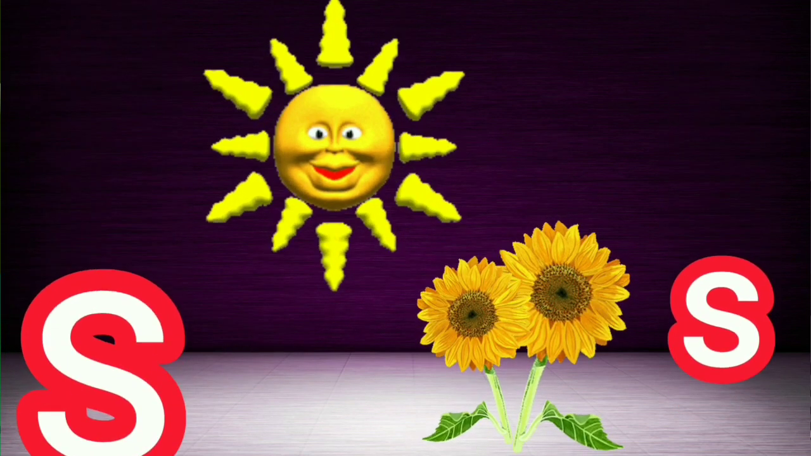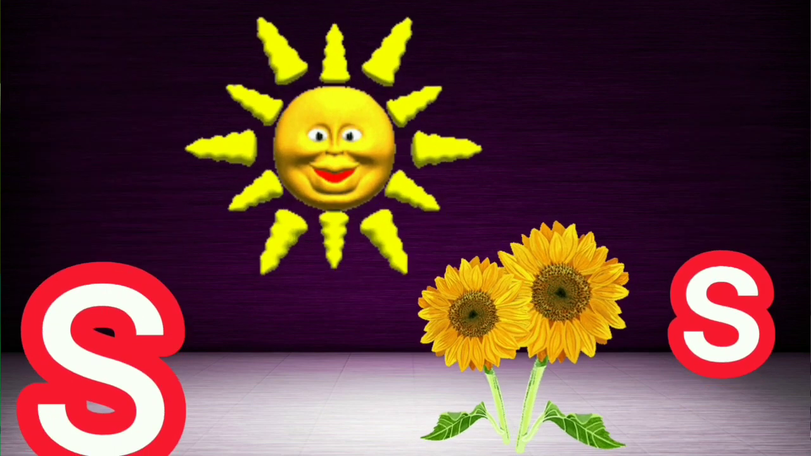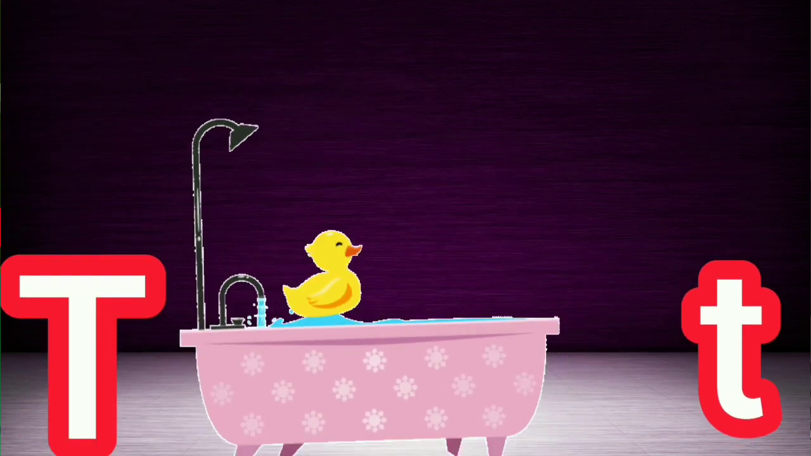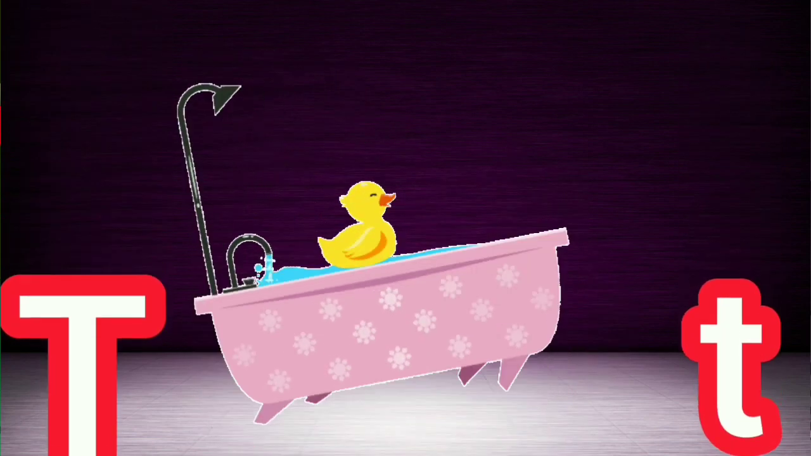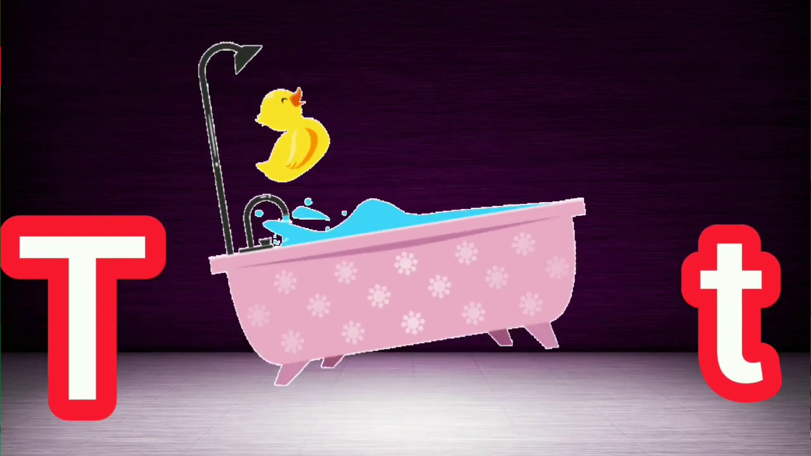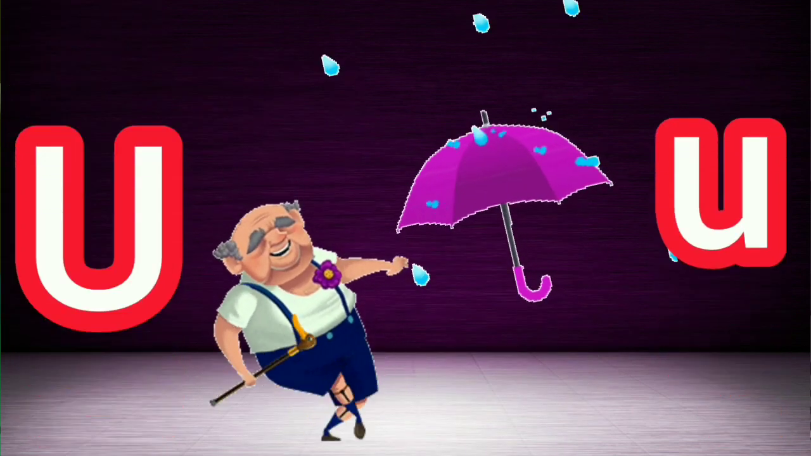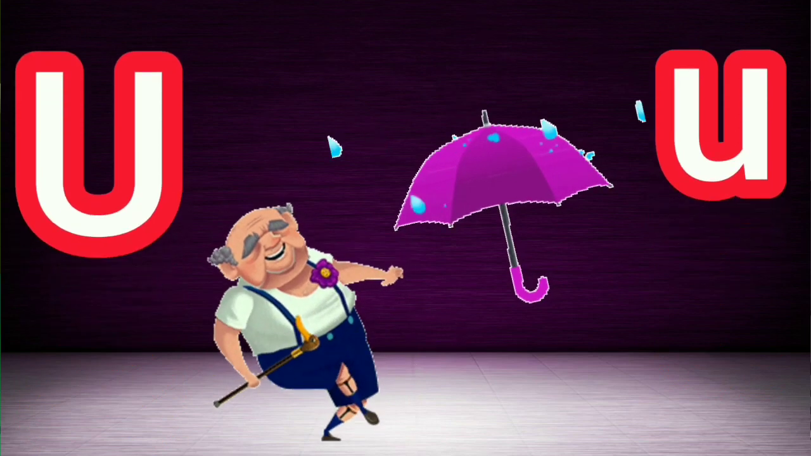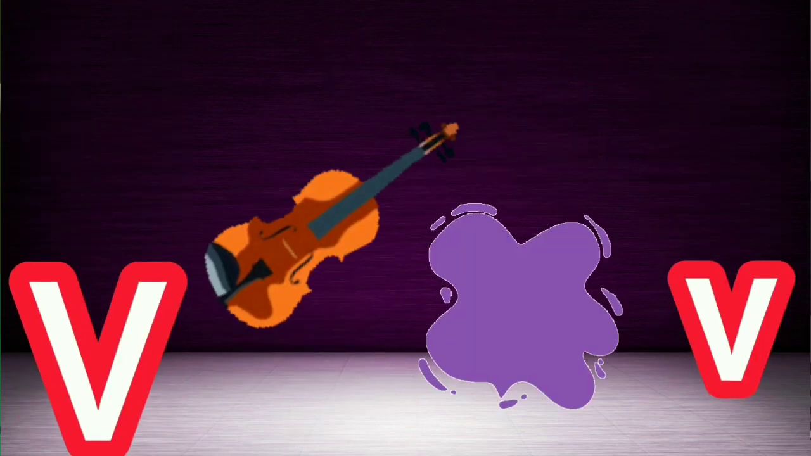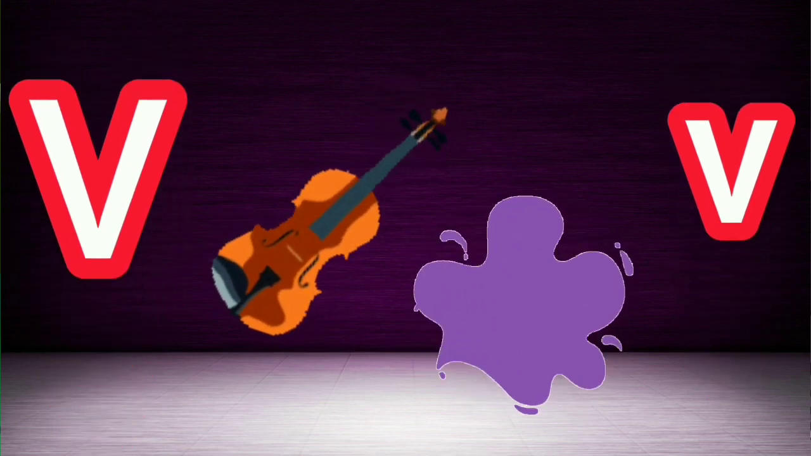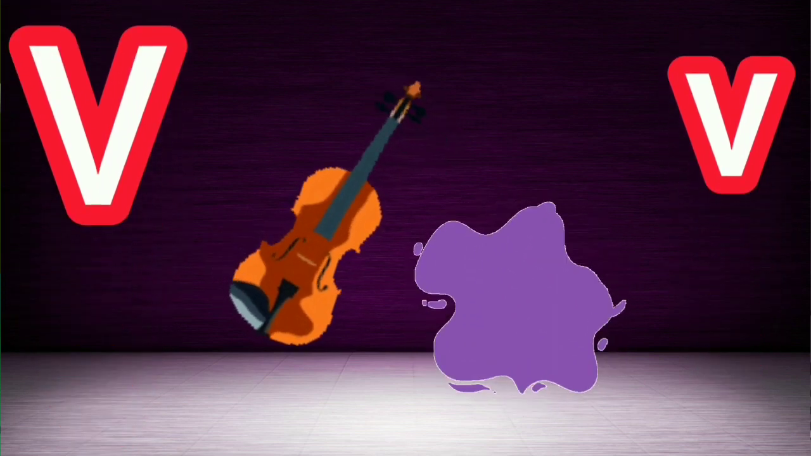S for sun and S for sunflower. T for tub and T for thumb, du du du. U for uncle, U for umbrella, oh oh oh. V for violin, V for violet, b b b.